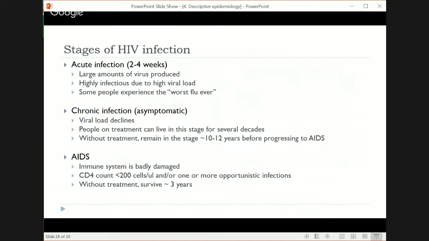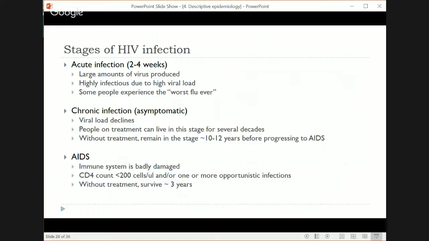So there's largely 3 stages to HIV infection. The first is the acute infection. It lasts around 2 to 4 weeks. When someone is acutely infected with HIV, there's very large amounts of virus circulating in their body. And during the acute infection, persons are highly infectious because there's a high viral load. The way people experience primary or acute infection is that they say it feels a lot like the flu, or the worst flu they've ever had.